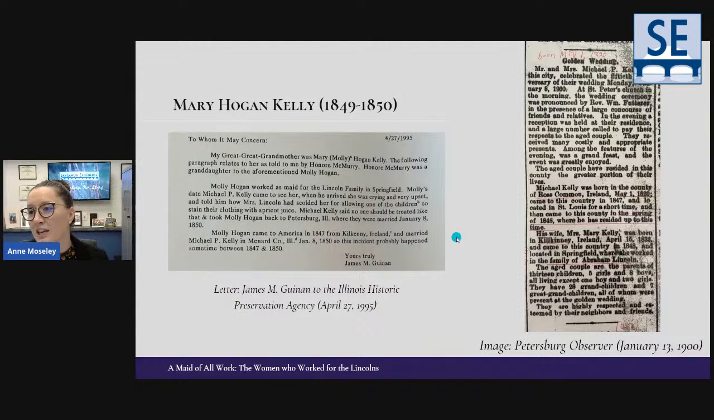Also, in looking at the census records, you find that Mary Hogan has her wedding announcement within the newspaper. So it's really neat to see that addition to the newspaper accounts, and you're able to find a lot of information there.